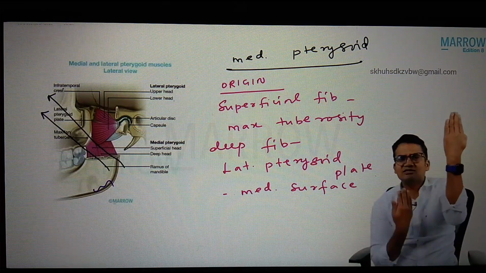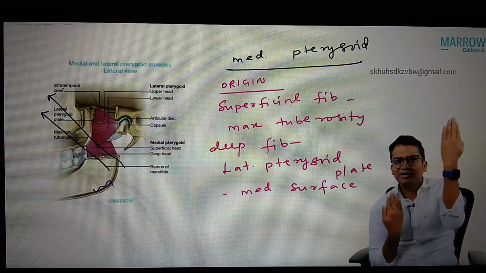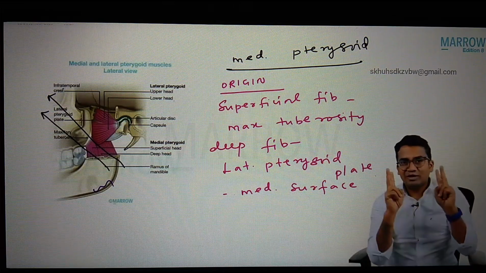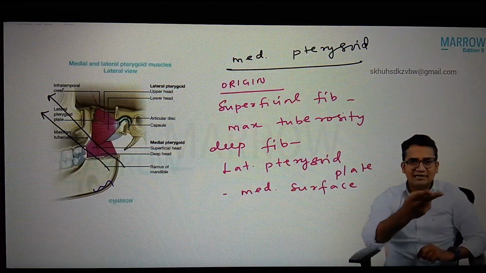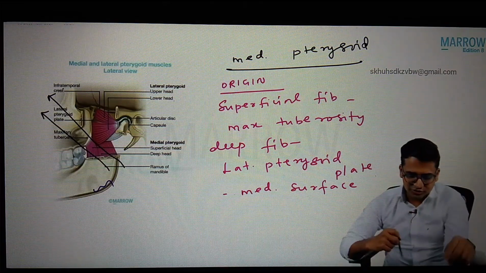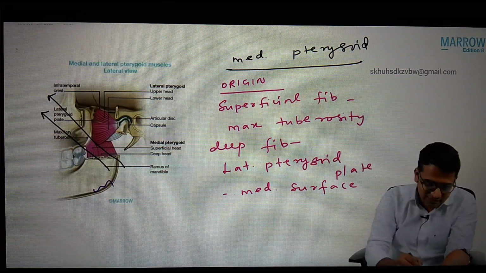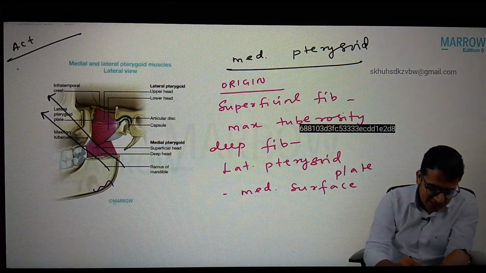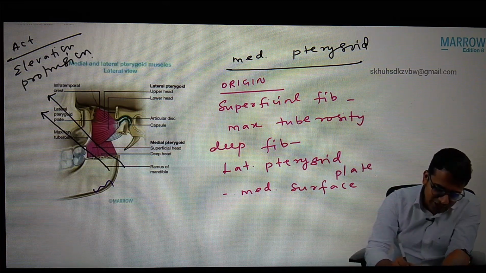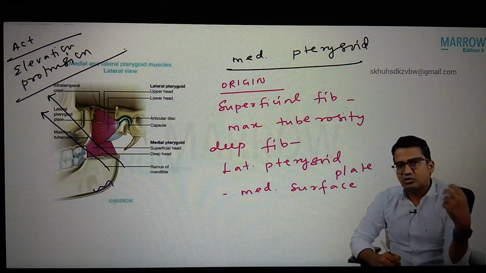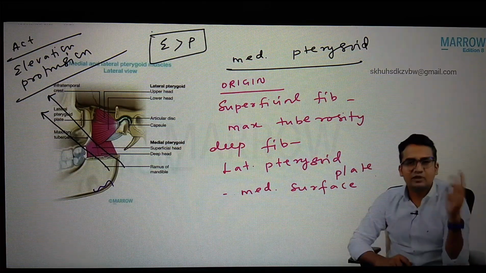Protrusion. Again, see the origin point: the origin point is above, the insertion point is below. So the mandible is also moving superiorly. Now we have two actions for the medial pterygoid muscle: the mandible is moving superiorly and anteriorly, elevation and protrusion. So number one, elevation, and number two, protrusion. Again, what is the best action? Elevation greater than protrusion.